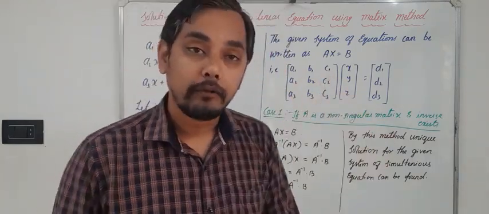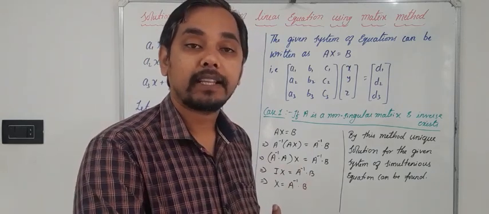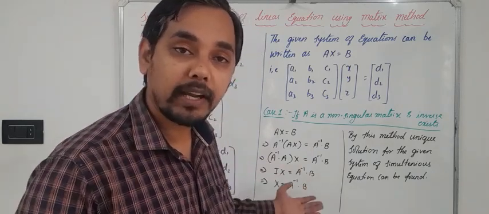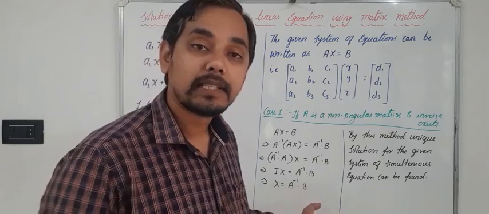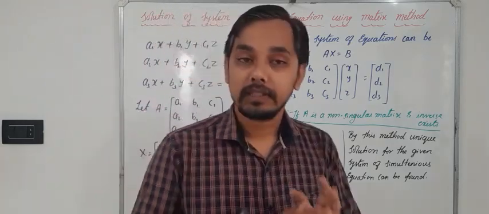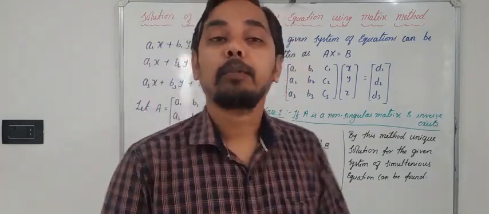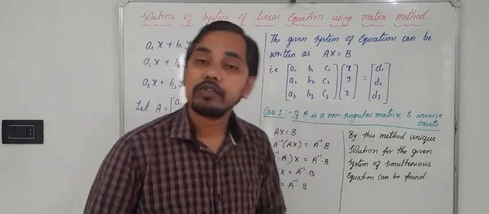So this is how we have to verify whether the system is consistent. When a solution comes out, that means the system is consistent. So this is about case 1. This is possible only if A is a non-singular matrix.